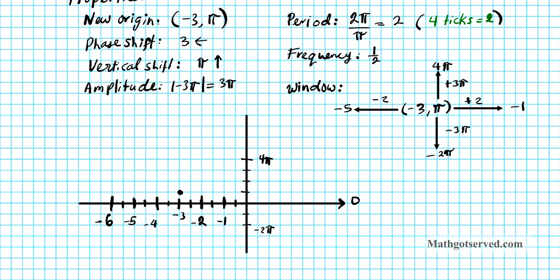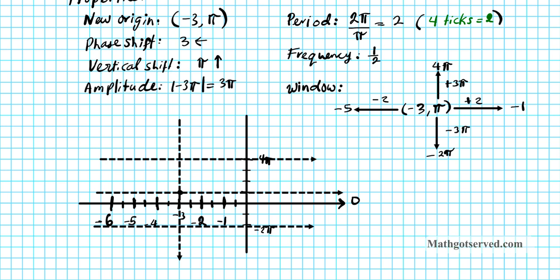Okay, let's draw our new coordinate system. So this is our new, our transformed x-axis, and this is our new y-axis right there. All right, now what we're going to do next is graph the max and the min. So the maximum displacement is 3 pi units from the center, which should take us to 4 pi as indicated on our window, and then 3 pi units down from the center, 1, 2, 3, will take us to negative 2 pi right here.